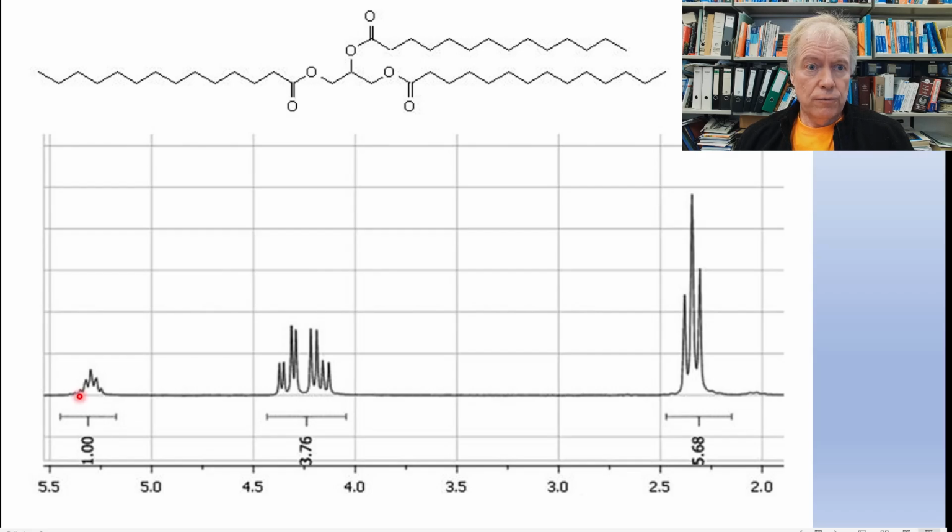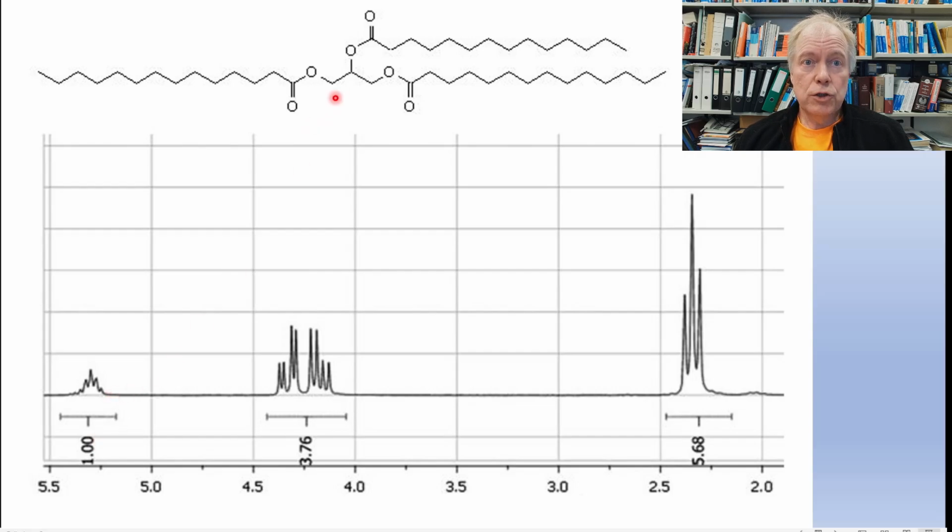Well, we see overall 1, 2, 3, 4, 5 maxima there. But if we have a closer look, there might be even more sitting here. Well, what would we anticipate? We have 1 hydrogen with 4 neighbors. N plus 1 means we would anticipate 5 maxima.